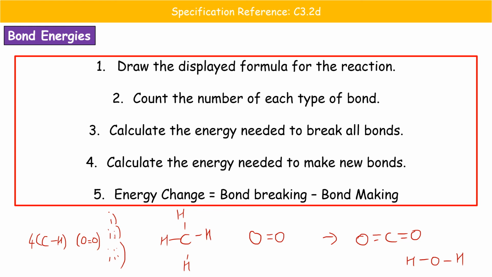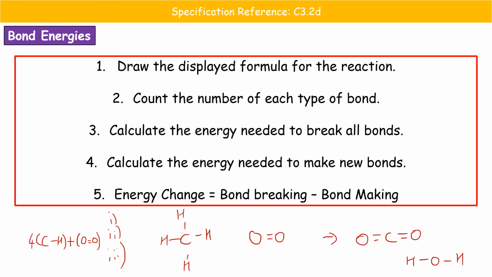Once you've worked out all the bonds, look at the table and substitute the actual bond names with the energy from the table. Stick all those into your calculator, multiply the number of those bonds by the energy, add them all together, and you've got your total energy needed to break all bonds in the reactants. Same thing for your products. Add up how many of those bonds there are, substitute in, multiply it up, and then add them all together. And then to work out the energy change, it's bond breaking minus bond making, i.e. the thing you first worked out minus the thing you worked out second.